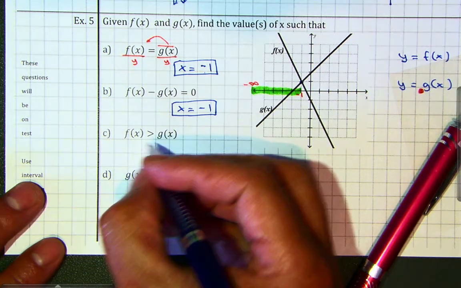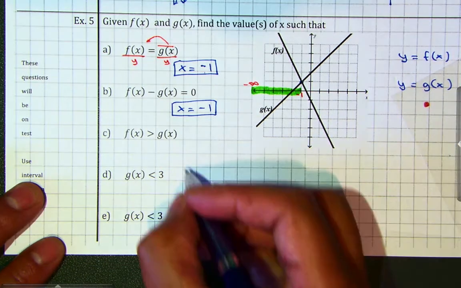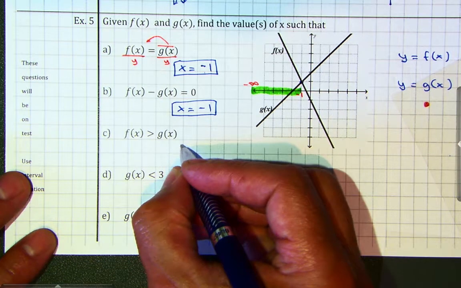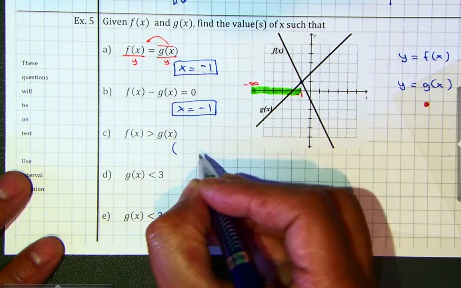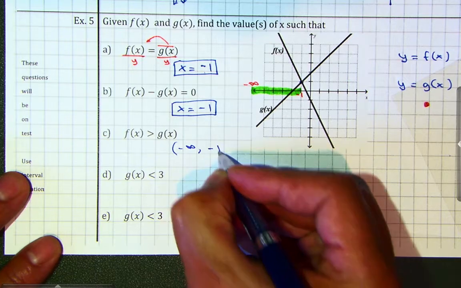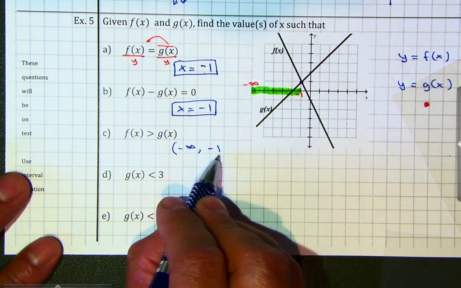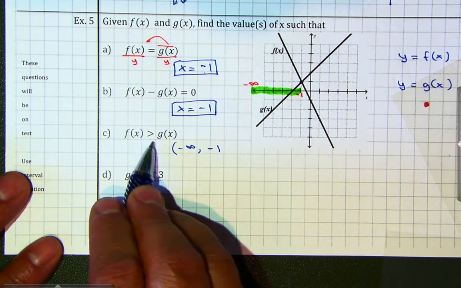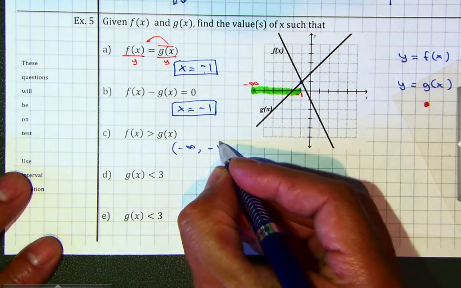And we're going to write it down as set notation, or interval notation. It is from -infinity all the way to -1. The question is: is this a parenthesis or bracket? Because there's no equal sign, it's going to be a parenthesis.